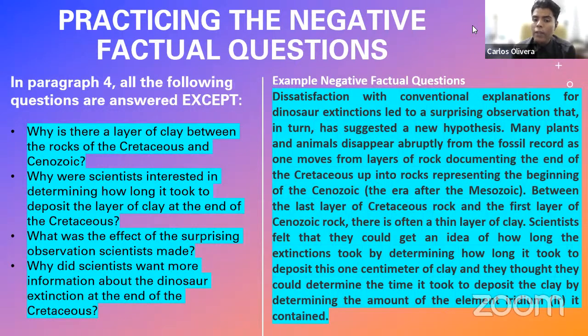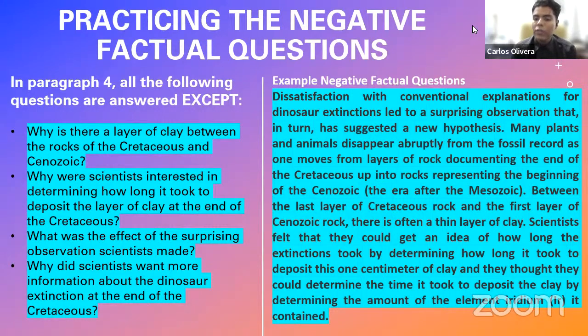Scientists felt that they could get an idea of how long the extinctions took by determining how long it took to deposit this 1 centimeter of clay, and they thought they could determine the time it took to deposit the clay by determining the amount of the element iridium it contained. If you look at the paragraph, there is not a single line or sentence giving you an idea why there is a layer of clay. It responds about several aspects of the layer of clay.